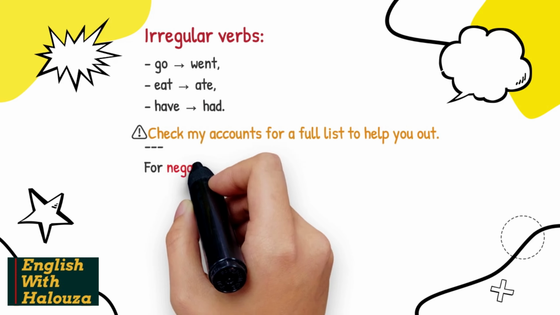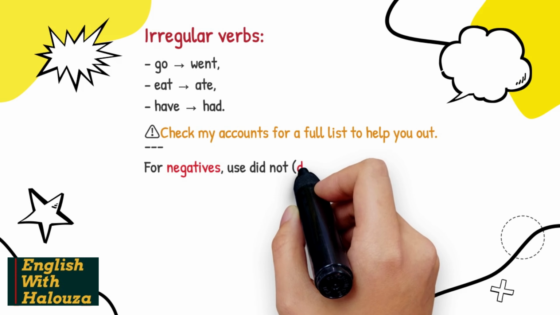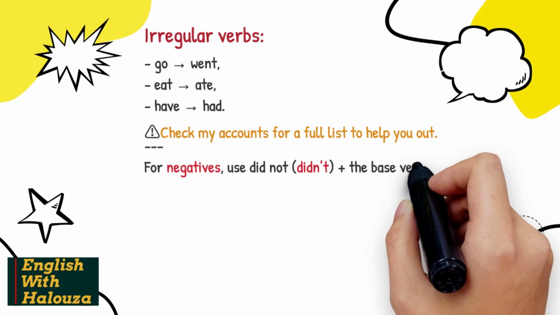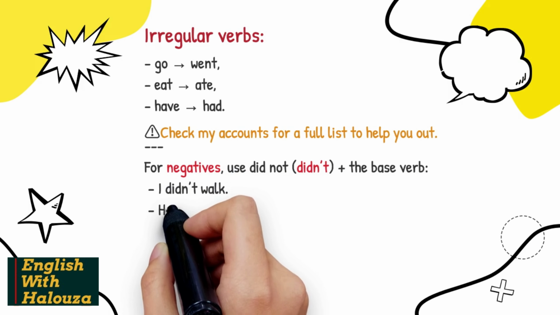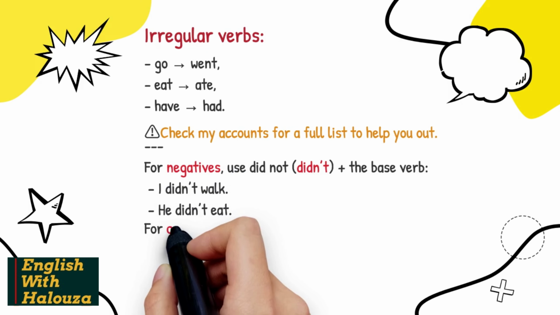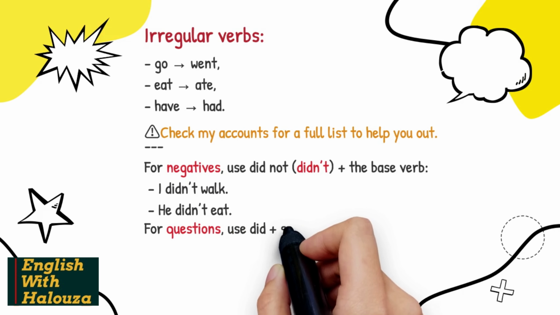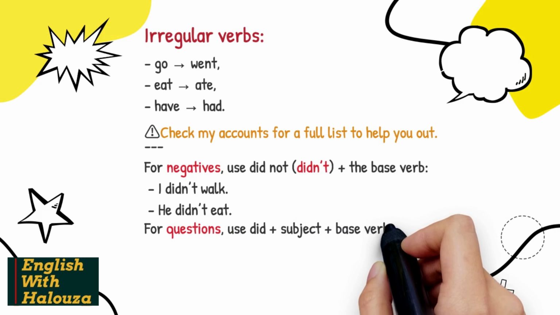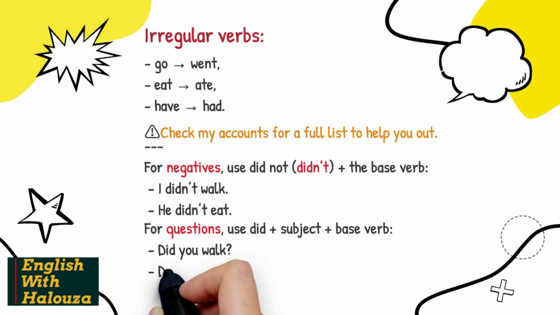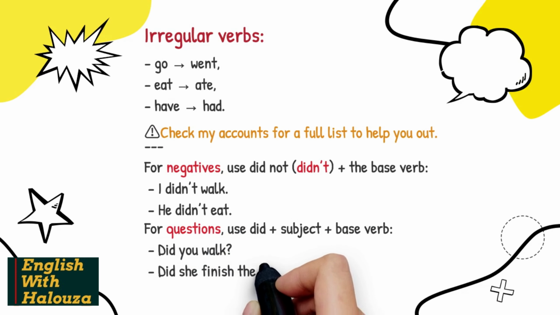For negatives, use did not, didn't, plus the base verb. For example, I didn't walk. He didn't eat. For questions, use did, plus subject, plus base verb. For example, did you walk? Did she finish the homework?